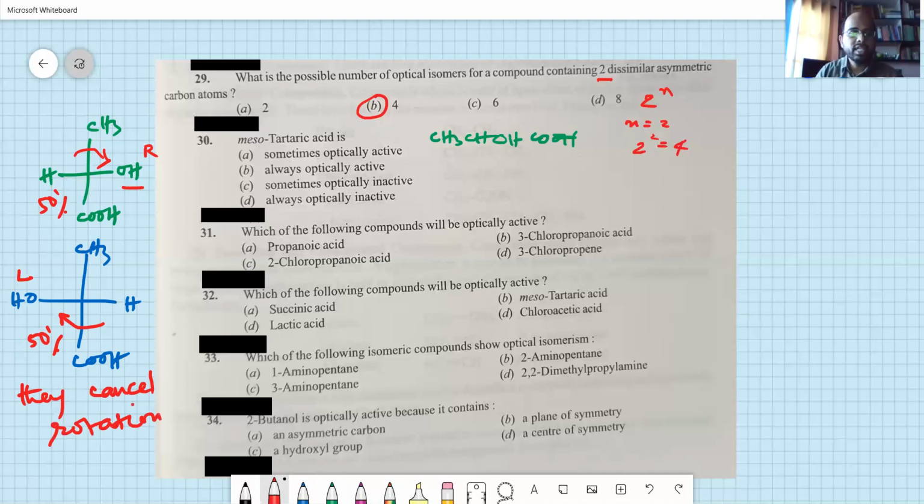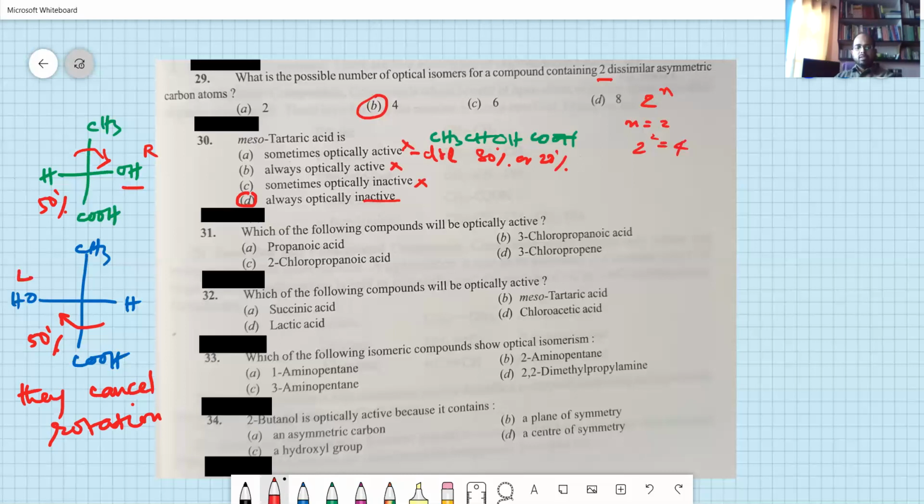So if the rotation is cancelled, they are always optically inactive. This is the right answer. It is not sometimes optically active. If it is optically active, it may be a D and L mixture of about 80% of D and 20% of L. So it is not optically active. So the option D is the right answer.